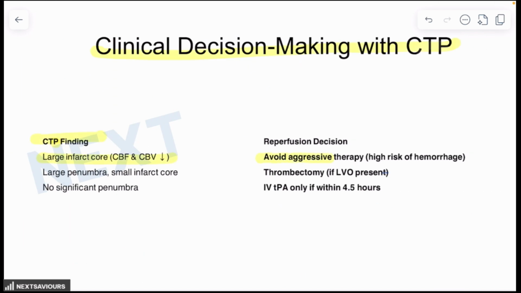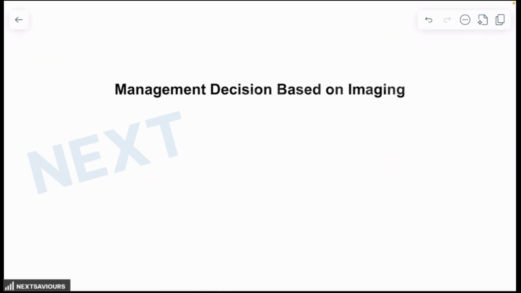Then avoid aggressive therapy because it carries a high risk of hemorrhage. If the patient is having a large penumbra with a small infarct core, then obviously you have to go for thrombectomy if large vascular occlusion is present. If there is no significant penumbra present, then go for IV tPA only if the patient is presenting within 4.5 hours. So this is how imaging helps you in the management decision.